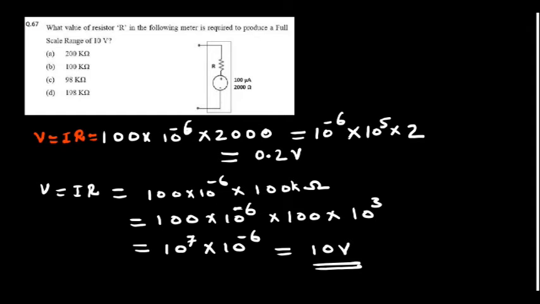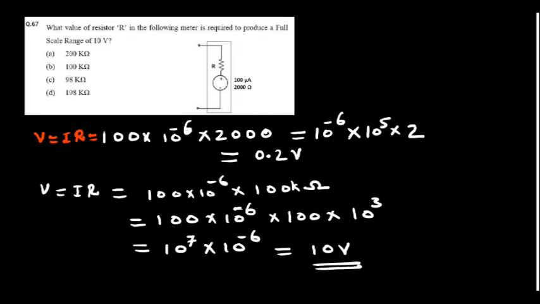What value of resistor R in the following meter is required to produce a full scale range of 10 volt? Here is a meter with 2000 ohm and 100 microamps current. If we calculate V equals I into R, it gives 0.2 volt. Now if you want 10 volt, we can take the value of 100 kilo ohm resistor, then you are getting a 10 volt range.